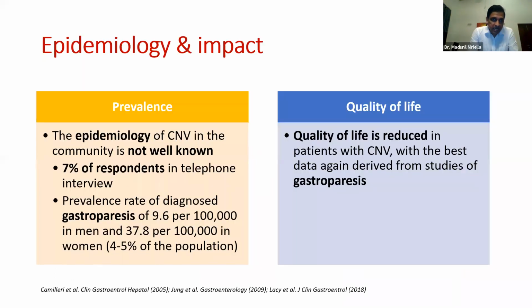Let us touch upon the epidemiology and the impact of chronic nausea and vomiting. The epidemiology of chronic nausea and vomiting is not very well known. From studies, we know that chronic nausea and vomiting can affect 7% of the population. Out of this, the most widely characterized disease entity is gastroparesis, which can affect 4 to 5% of the population. Quality of life is reduced in these patients with chronic nausea and vomiting, and the best data, again, is derived from studies on gastroparesis.